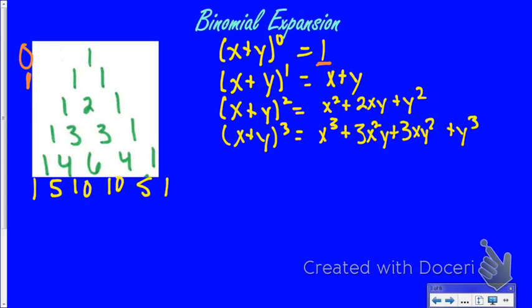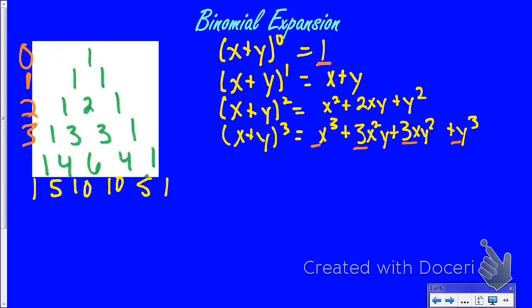Now that second row, (x + y) squared, I have those same coefficients, 1, 2, and 1. Now right now we're just looking at those coefficients out in the front. We'll worry about the variables in a little bit. Then again, if you look at this cubed one, I have coefficients of 1, 3, 3, and 1, which match up with my triangle.